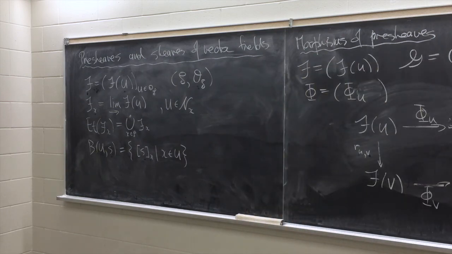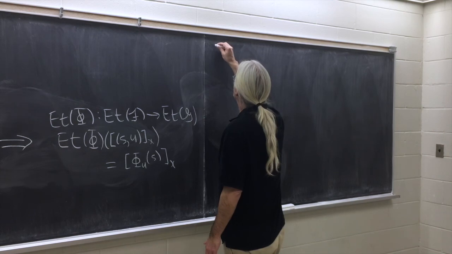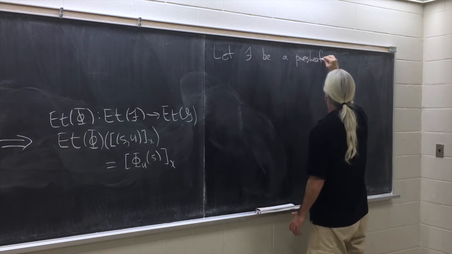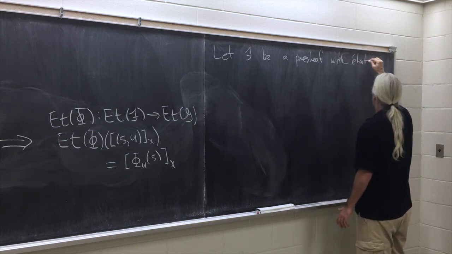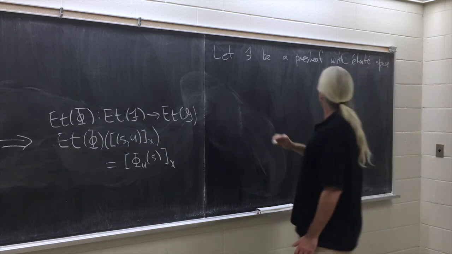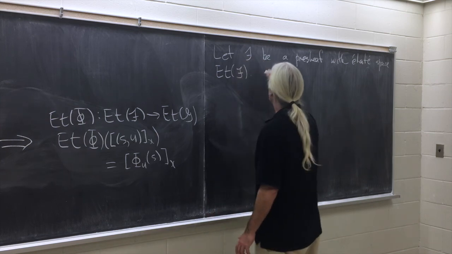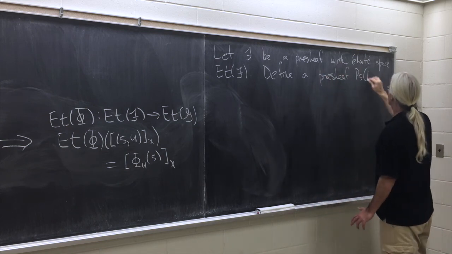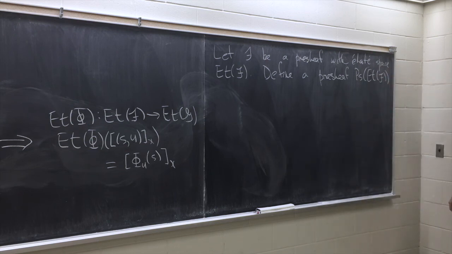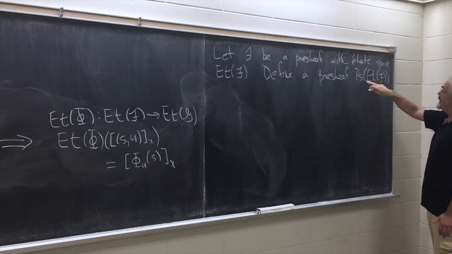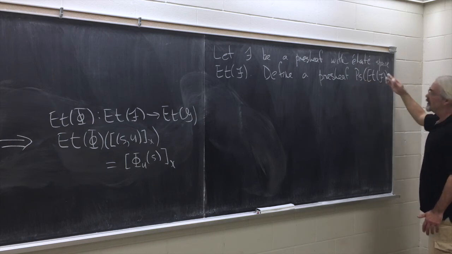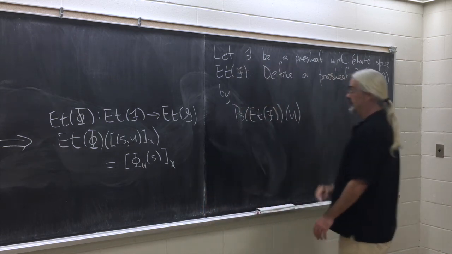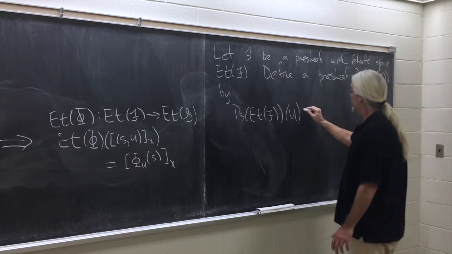There's a different way of thinking about a sheaf, and it's like this. We're going to let F be a presheaf with its etale space, and we're going to define another presheaf. This presheaf will be PS of ET of F. What I need to do is tell you what the local sections of this presheaf are over an open set U. So it's going to be PS of ET of F of U, and this is going to be what the local sections are, by definition.